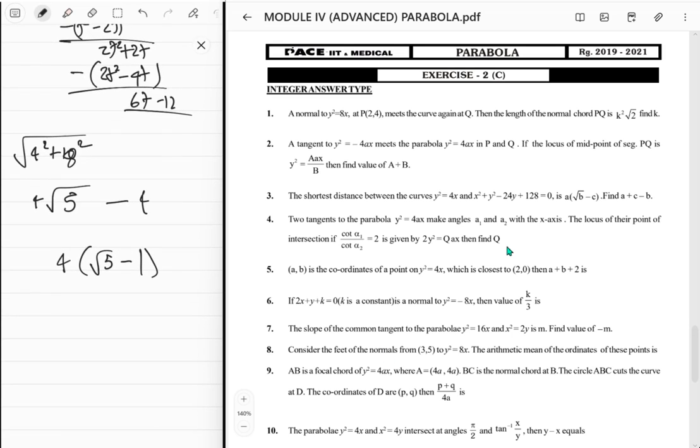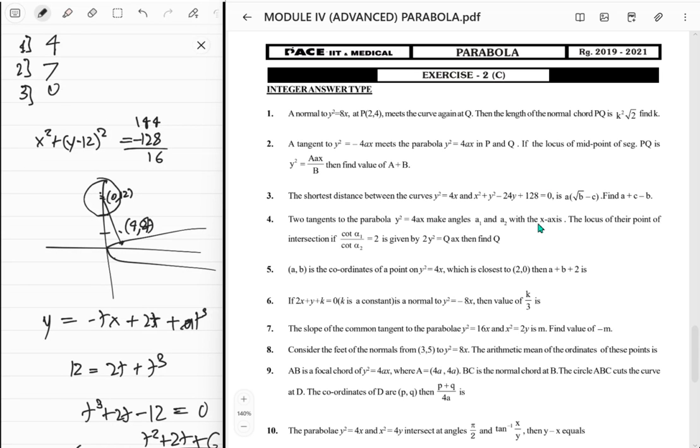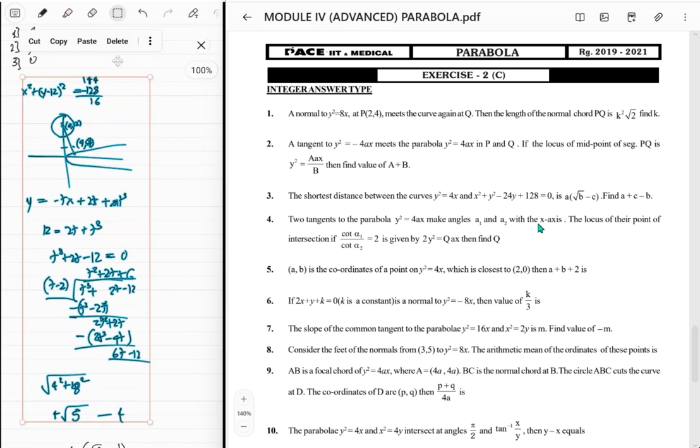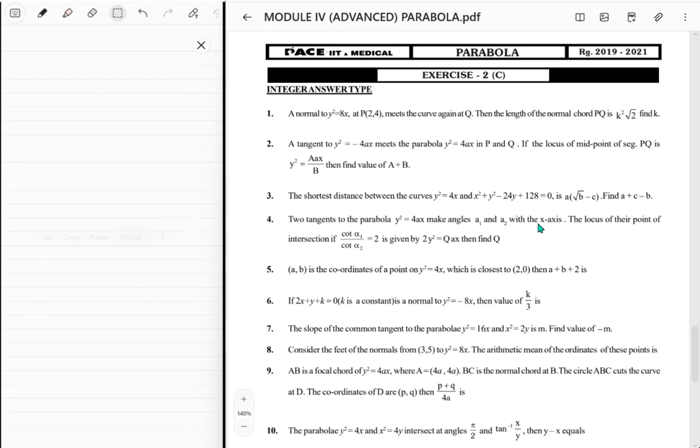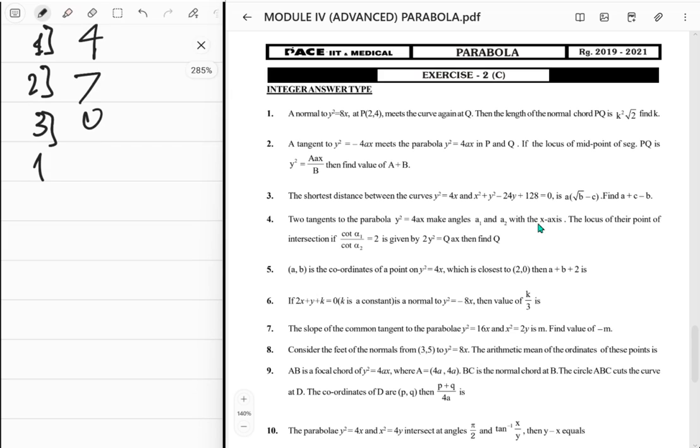So a has to be 4, c has to be whatever. It's like a plus c, so with this thing plus that thing, so 5, and then minus b. That's 0. So third answer is 0. Next question. Next we got fourth.